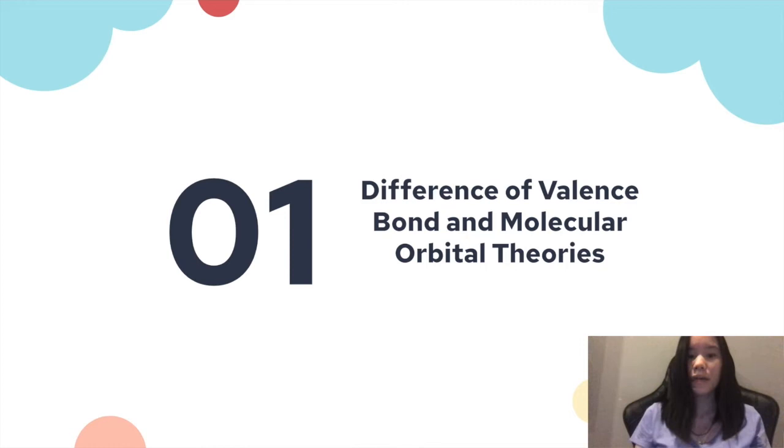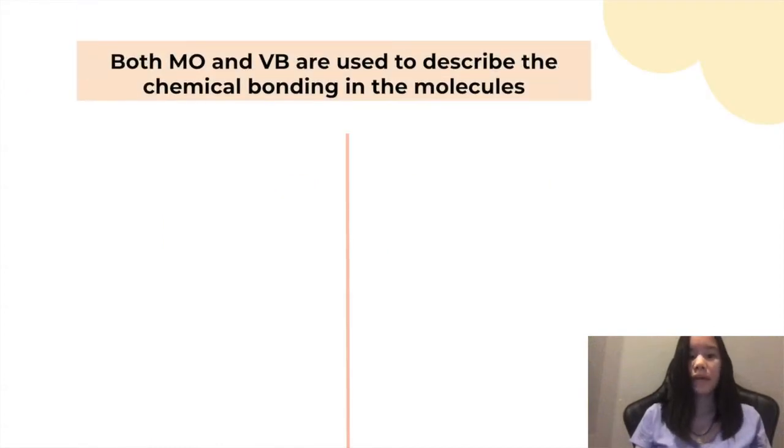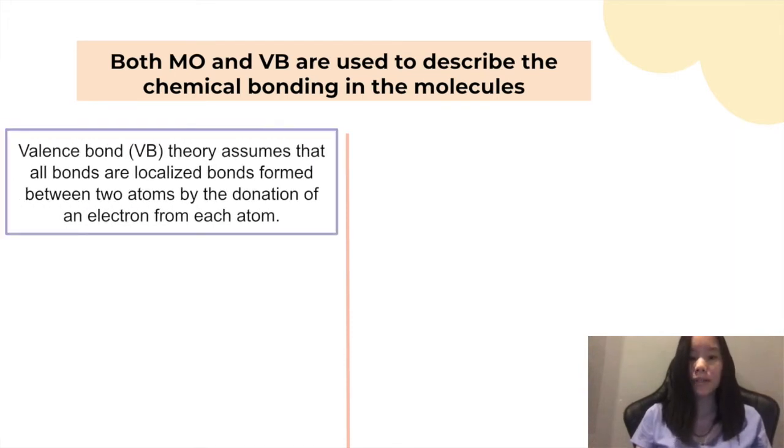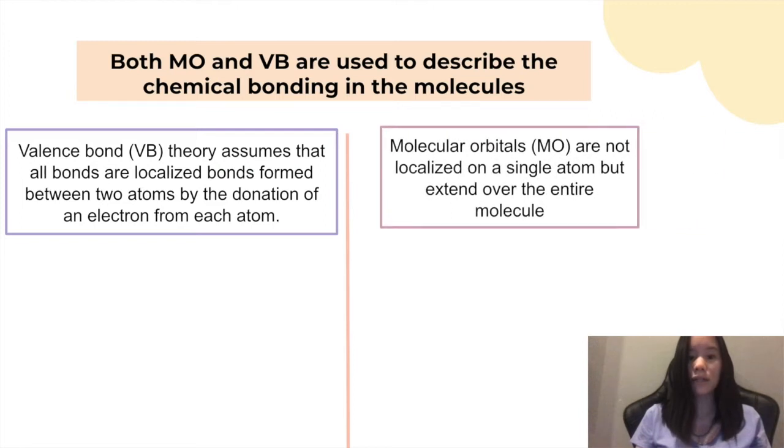The first topic is the difference of valence bond and molecular orbital theories. Both MO and VB are used to describe the chemical bonding in molecules. Valence bond theories assume that all bonds are localized bonds formed between two atoms by the donation of an electron from each atom, while the molecular orbitals are not localized on a single atom but extend over the entire molecule.